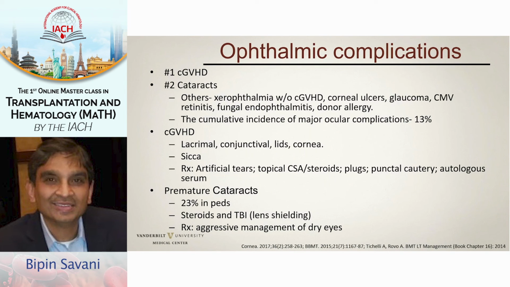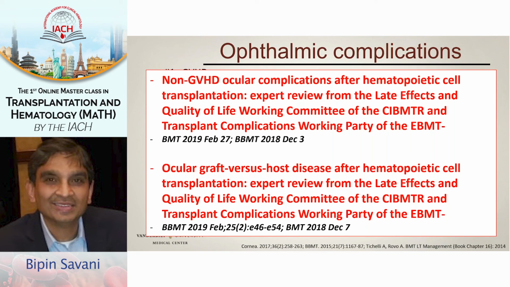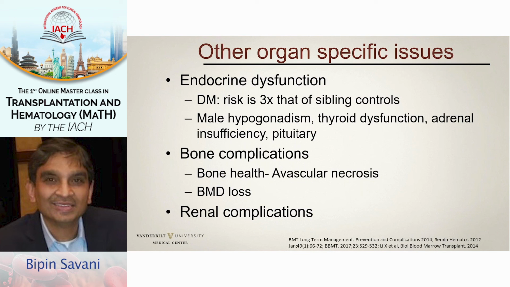Ocular complications, both GVHD-related and non-GVHD-related, greatly affect quality of life. These include early, premature cataract and dryness, lots of issues. Again, we do have excellent recent publications: non-GVHD ocular complications after transplant, and ocular GVHD after transplant. Both are expert review recommendations from the CIBMTR and EBMT late effects working party, with wonderful tables in them. Please use them as needed, great resources for your patients.